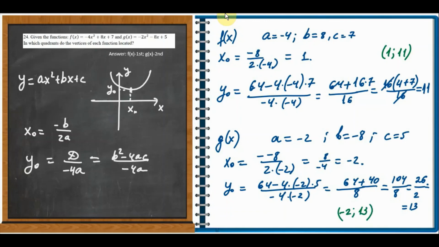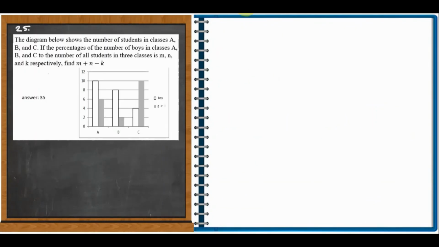Now, in order to define the quadrants, the x-coordinate is positive here and the y-coordinate is positive, so it's going to be in the first quadrant for f(x). And for g(x), it's negative 2, x is negative, and y is positive, so it's somewhere here. That's the second quadrant. The answer is: the vertex point of f(x) is in the first quadrant and the vertex of g(x) is in the second quadrant. Number 25.